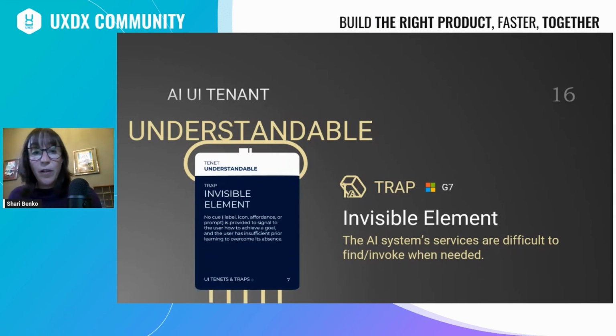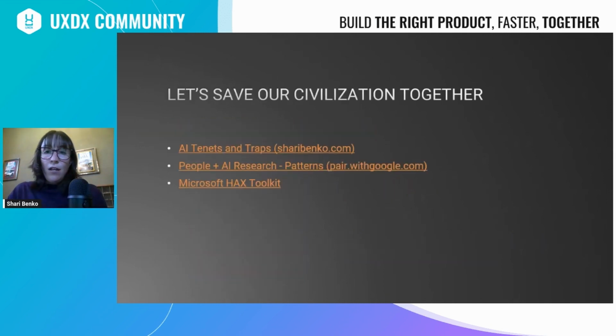The next one is invisible element. Again, the UI tenets and traps already have this. The AI system services are difficult to find or invoke when needed. So again, very general, the same kind of concepts as a lot of UI tenets and traps. Basically, don't make things hard to find when you need them. Don't cram your product full of unnecessary features, and it might be easier to accomplish in the long run. So this is how I've been able to remember what not to do when designing for AI, and I hope these tools work for you as well.